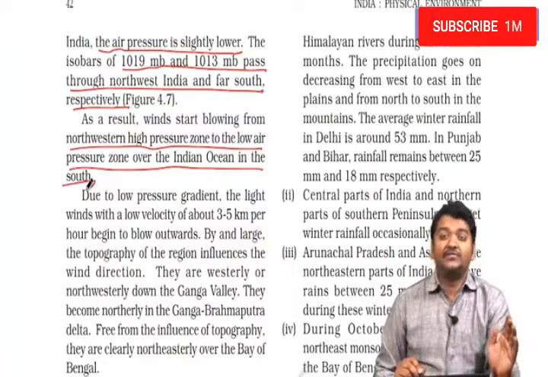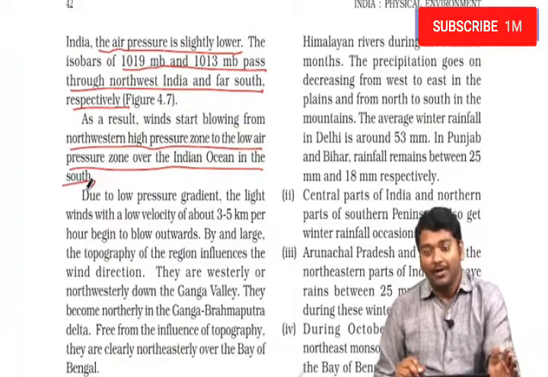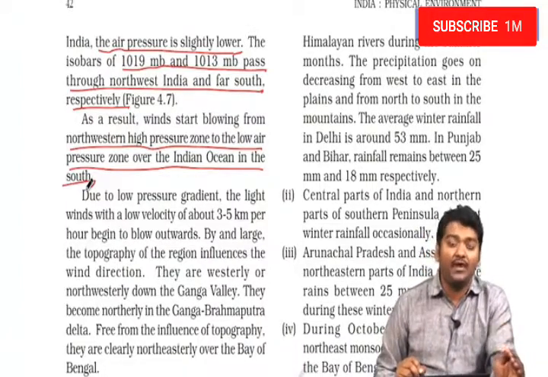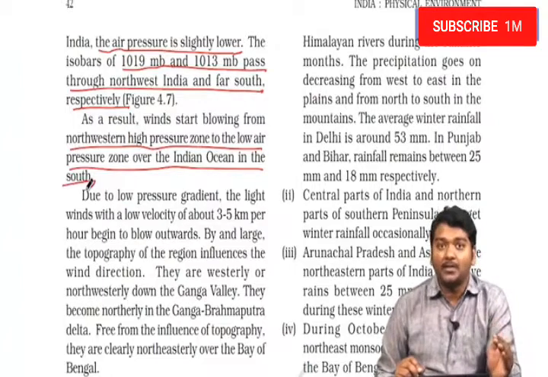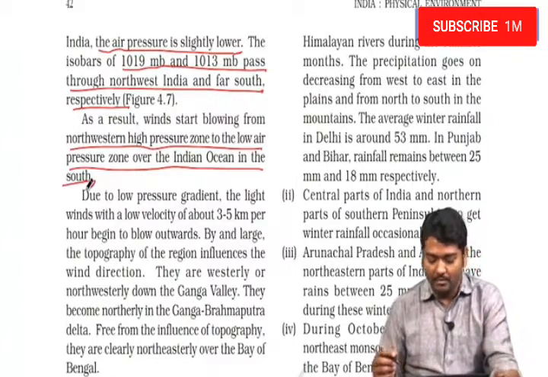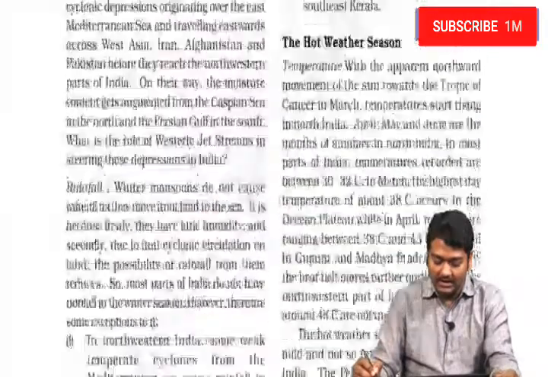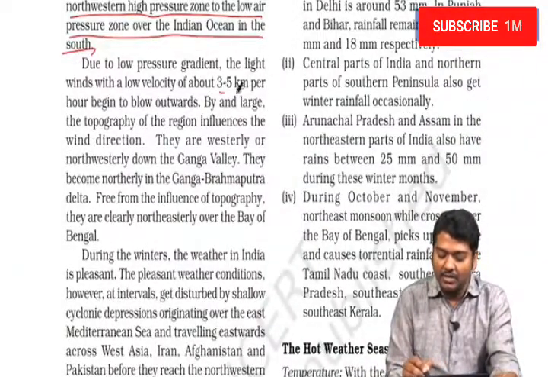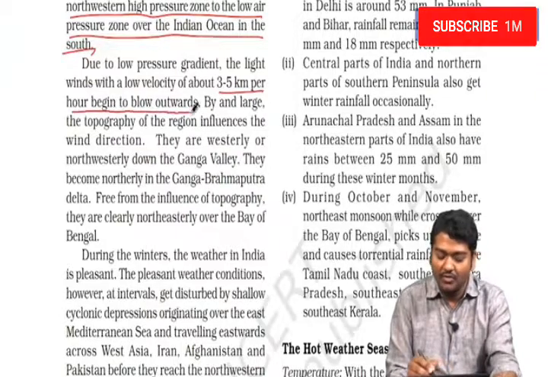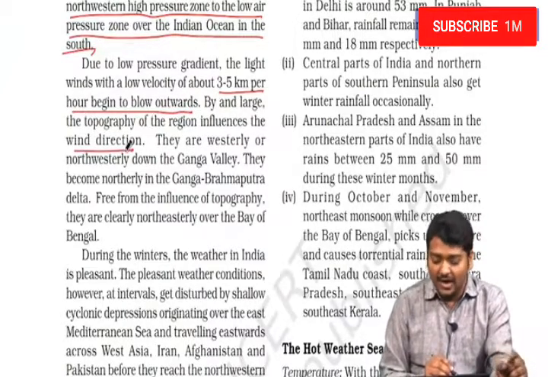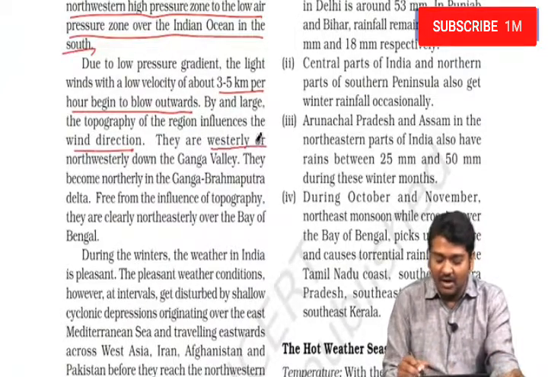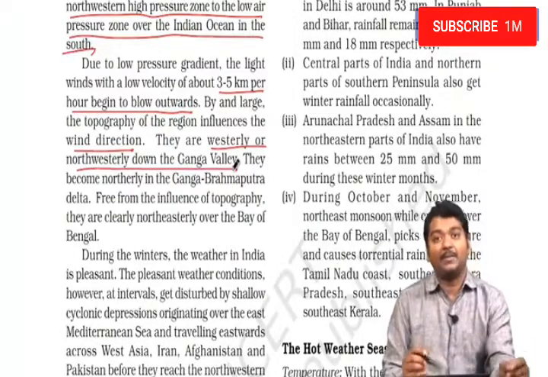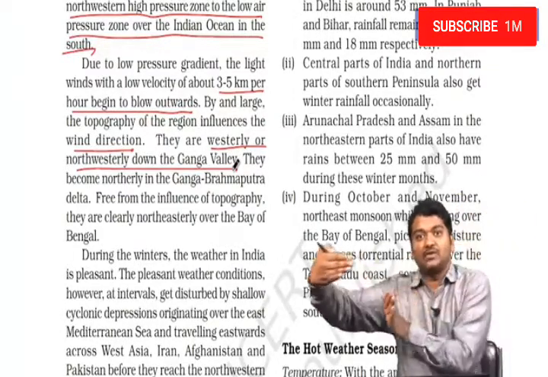During this, some winds blow over the Bay of Bengal and carry moisture and give rainfall to the southern part of Andhra Pradesh and Tamil Nadu. Right? This is what you need to understand. Due to low pressure gradient, light winds with a low velocity of about 3 to 5 km/h begin to flow. By and large, the topography of the region influences the wind direction and they are usually westerly or northwesterly down the Ganga plain, because the Ganga plain is also like this.